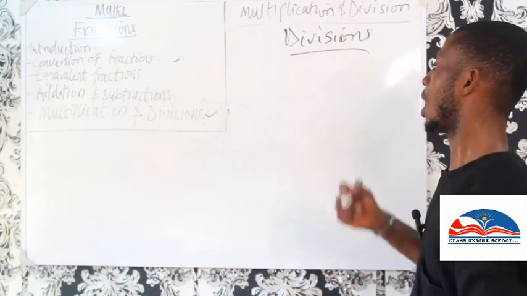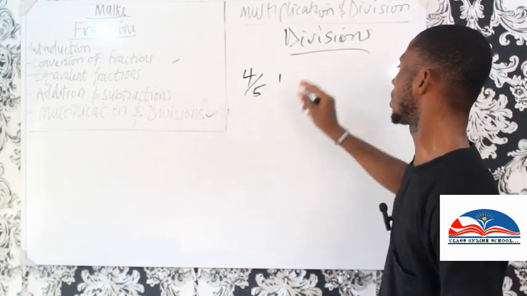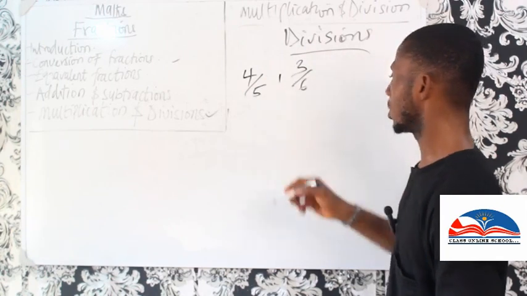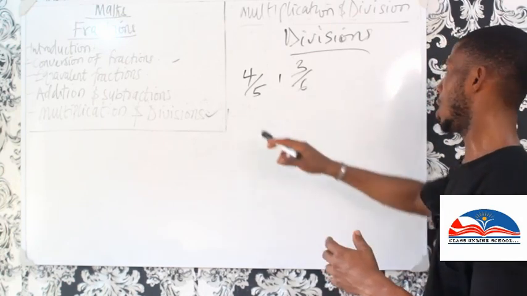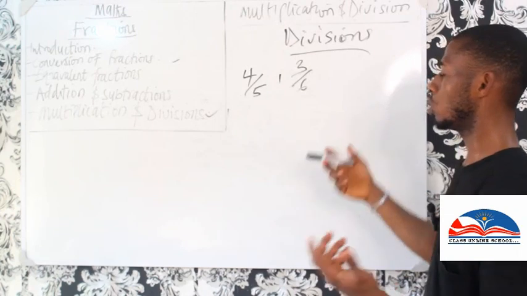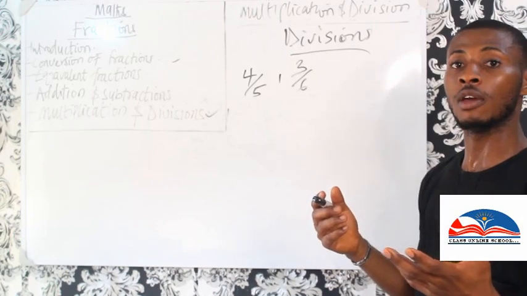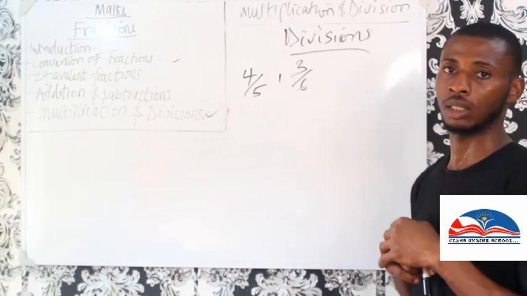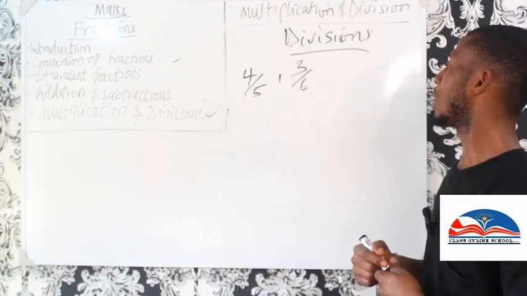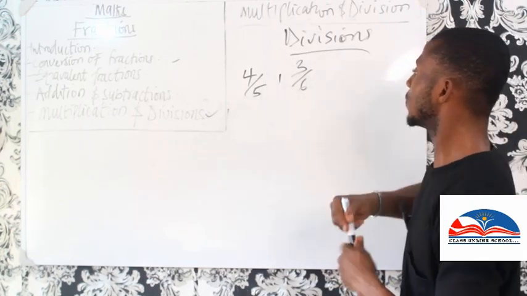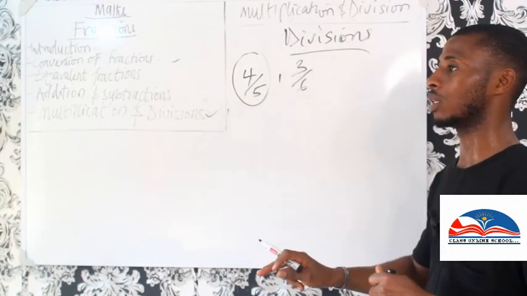Conversion of fractions. Now, we want to convert 4 over 5 and 3 over 6 to fractions where the denominator will be the same. We want them to have a denominator of 30. Now, what do we do? We have to multiply each fraction by a number that will make the denominator 30. What do I mean?